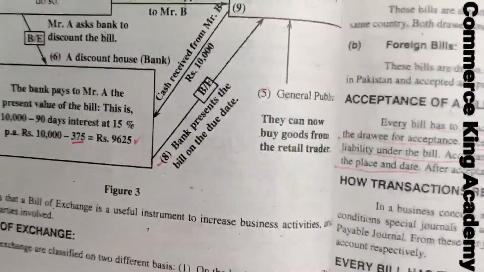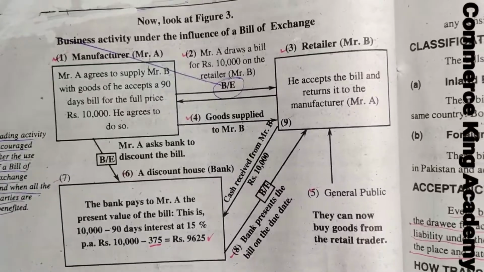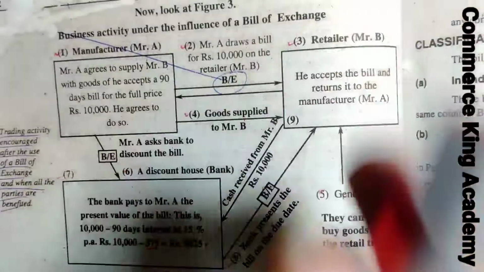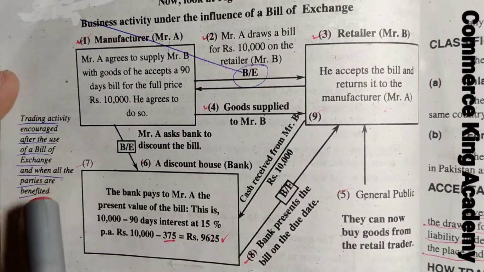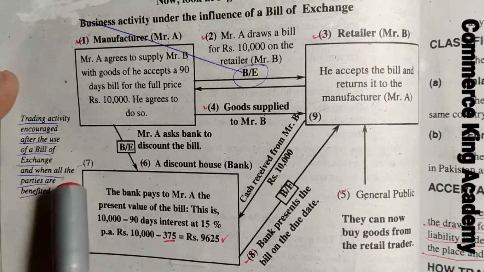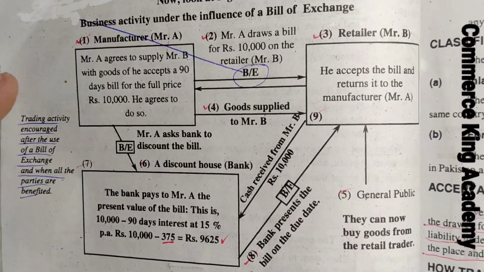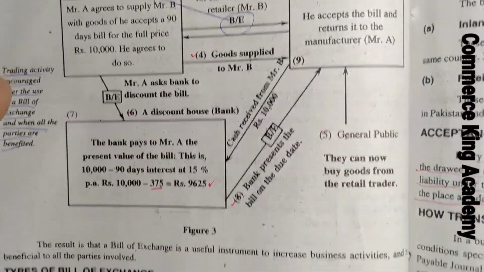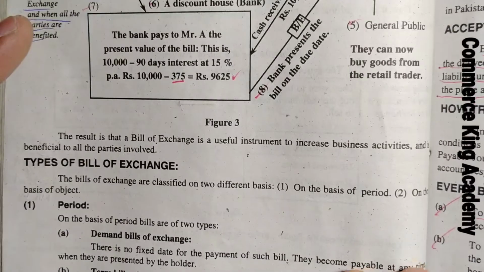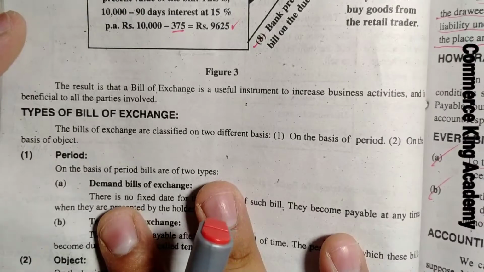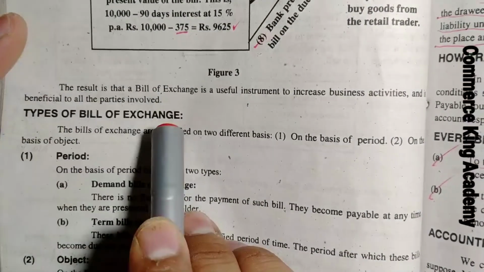Further, we discussed in the last video the business activity under the influence of bill of exchange, including 9 important points, and bill of exchange trading activity encouraged after the use of the bill, when all the parties are benefited. After this snapshot of the last video's topics, now in this video we have to learn the latest topic: types of bill of exchange.